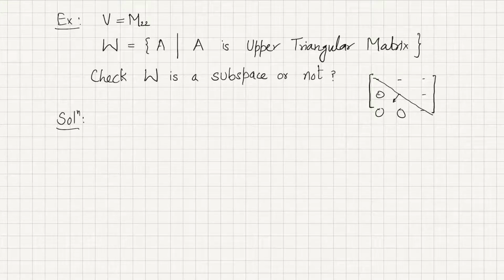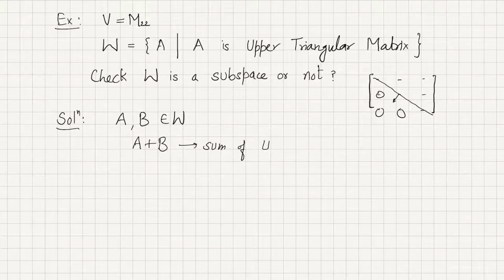Take any two matrices A and B in W. So A is upper triangular and B is also upper triangular, and we know that A plus B is the sum of upper triangular matrices. It is again upper triangular.